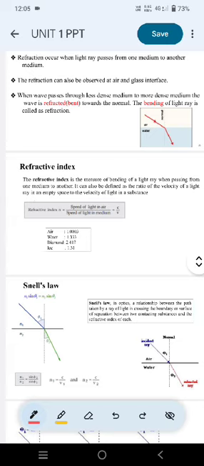It can also be defined as the ratio of the velocity of light in air to the speed of light in the medium, that is c by v. Here I gave some refractive indices for different mediums. For air, the refractive index is 1.0, for water 1.3, for diamond 2.417, for ice 1.31.